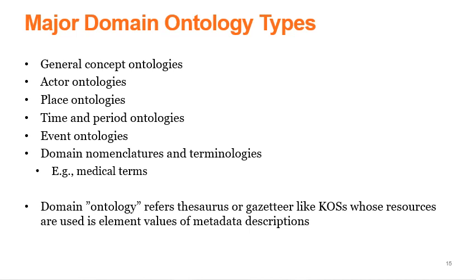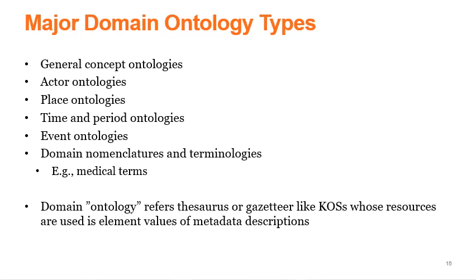Domain ontologies or knowledge organization systems fall into several categories. There are, firstly, general concept ontologies that are used, for example, for describing the subject matter of content. Then a typical ontology type is actor ontologies. Actors are people, groups, and organizations that are active in some ways. Then we need place ontologies for geocoding and presenting information on maps. Time and period ontologies are needed for the timing of the events, for example, that we are describing. And event ontologies are a kind of semantic glue that binds everything together.